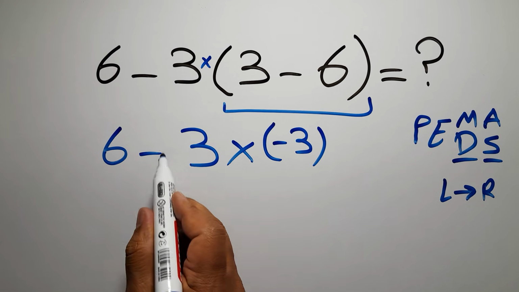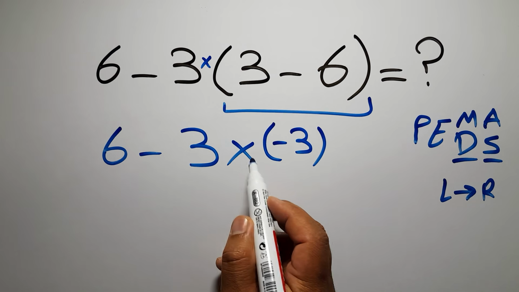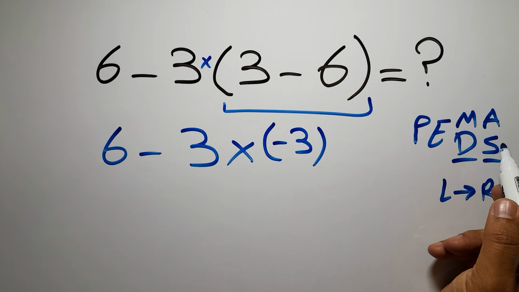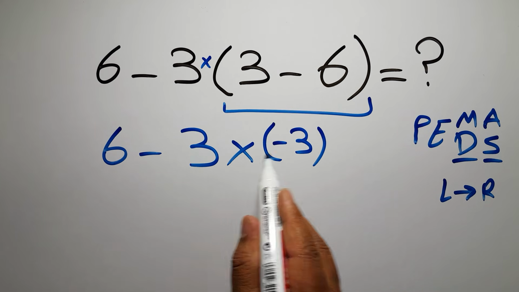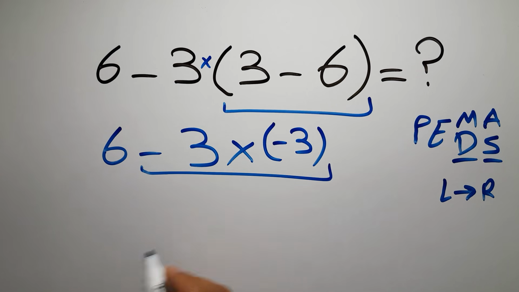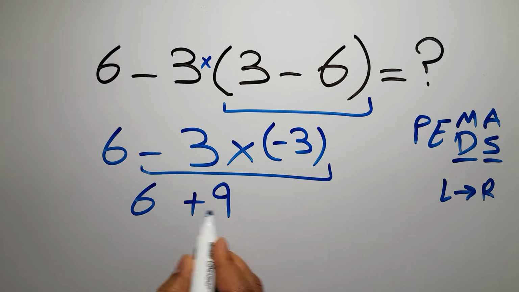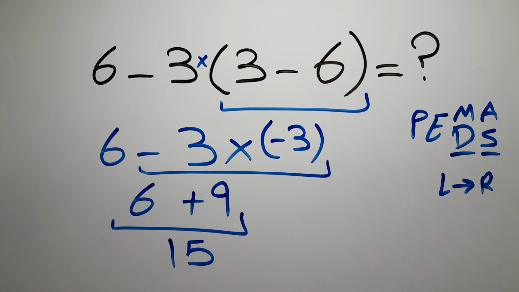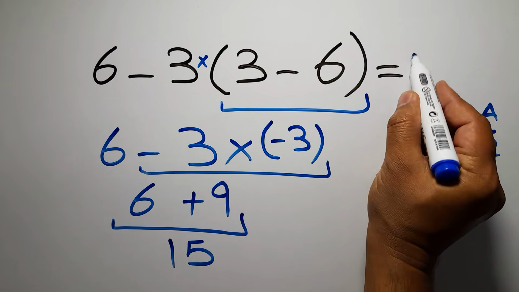Now we have one subtraction and one multiplication. In this step, first we have to do this multiplication, because in PEMDAS multiplication comes before subtraction. Okay, so first this negative 3 times negative 3, which equals positive 9. So we have 6 plus 9, which equals just 15. And this is our final answer to this problem. The correct answer is 15.